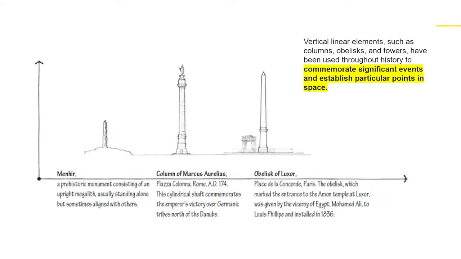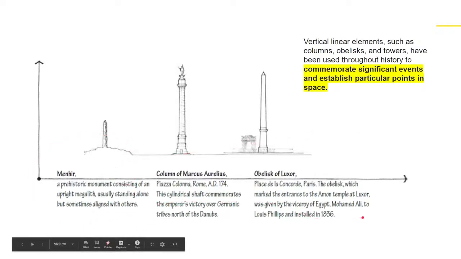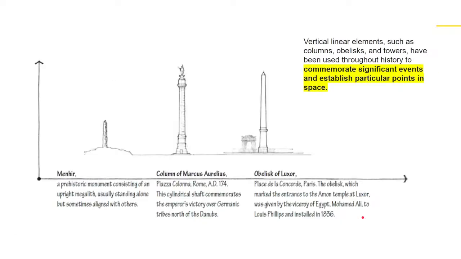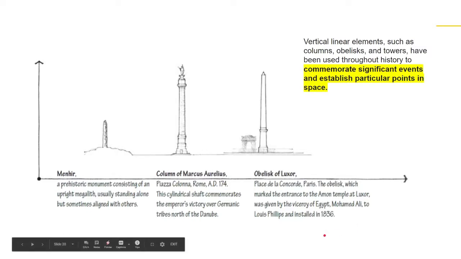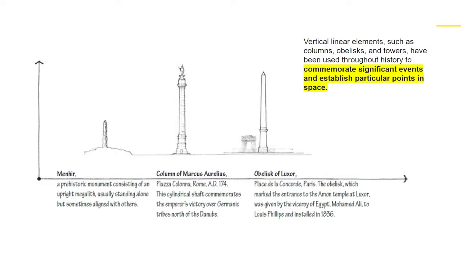Vertical linear elements such as columns, obelisks, and towers have been used throughout history to commemorate significant events and establish particular points in space. From the prehistoric up to the Renaissance and the medieval, these are times, eras, or periods in design where the use of vertical linear elements is very prevalent, especially through the course of history.